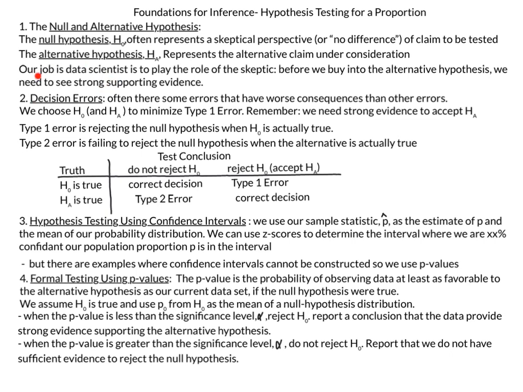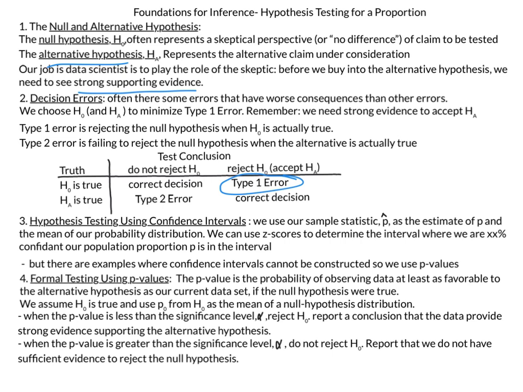The next thing we talked about were decision errors. So often there are some errors that have worse consequences than others. And generally we choose H naught and HA to minimize what we call type 1 error. A type 1 error is when the null hypothesis is true, but we accept the alternative hypothesis instead. This is considered to be our worst consequential type of error, because remember, our alternative hypothesis is one we only want to accept when we have strong evidence. So I should maybe underline that. Alternative, we need strong supporting evidence. We kind of want to hang on to H naught. So this is the type of error we want to minimize.